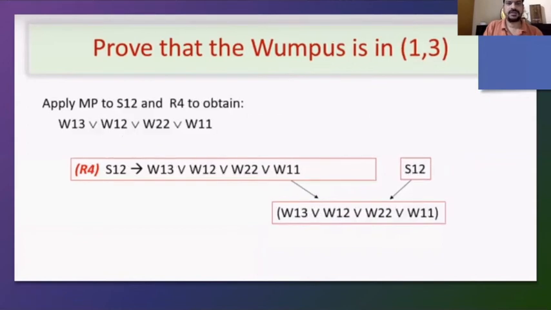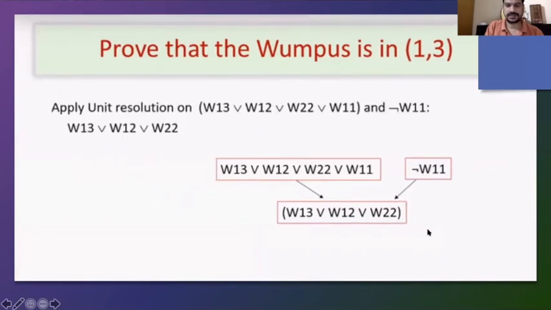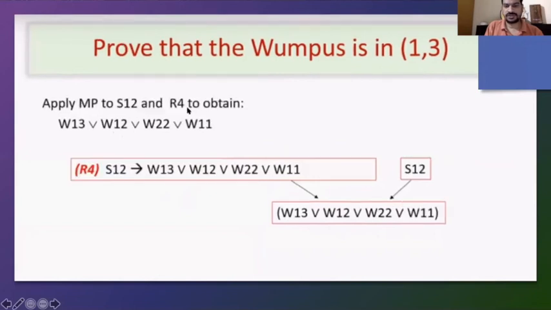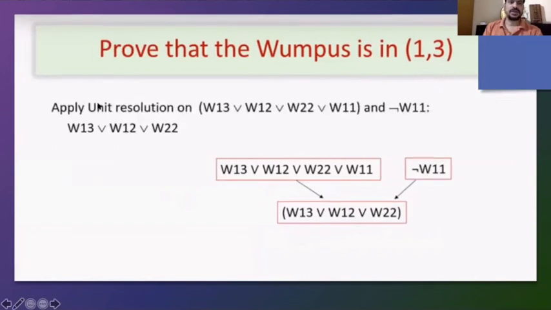Now next, we'll apply modus ponens again in rule 4 with S12, and we'll get this. After that, apply unit resolution. So this is how we'll get the result. In this particular result, we'll apply the unit resolution. So what is a unit resolution?